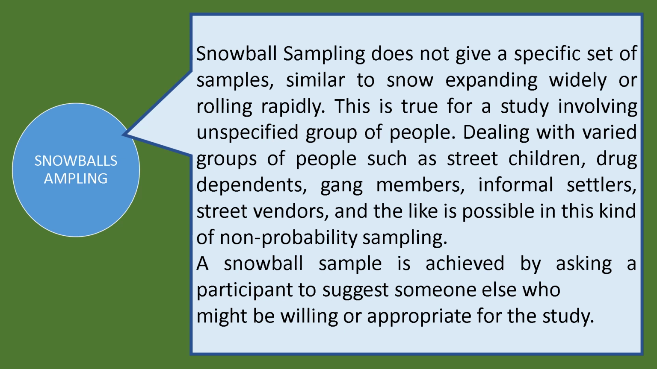Snowball sampling does not give a specific set of samples, similar to snow expanding widely or rolling rapidly. This is true for a study involving an unspecified group of people. Dealing with varied groups of people such as street children, drug dependents, gang members, informal settlers, street vendors, and the like is possible in this kind of non-probability sampling. A snowball sample is achieved by asking a participant to suggest someone else who might be willing to participate in the study.